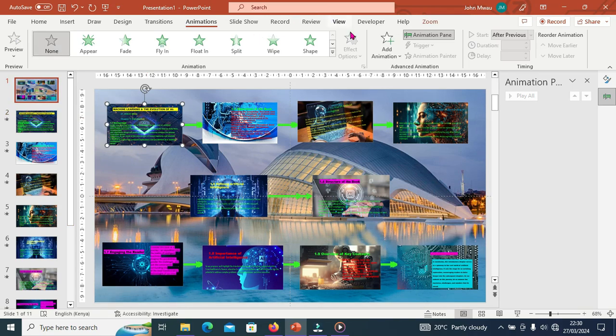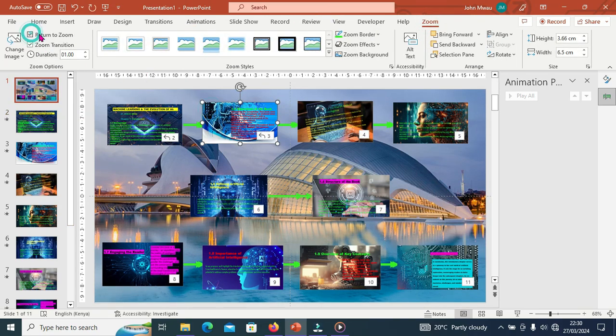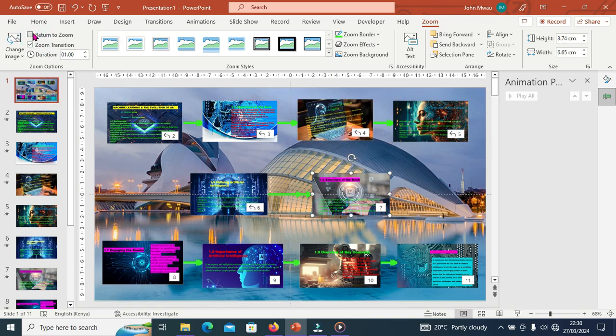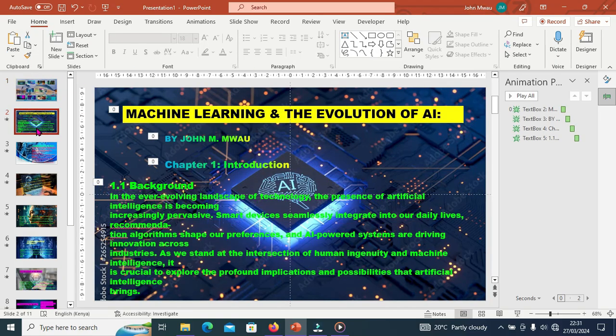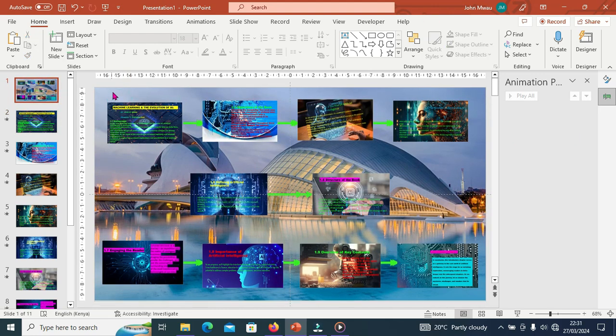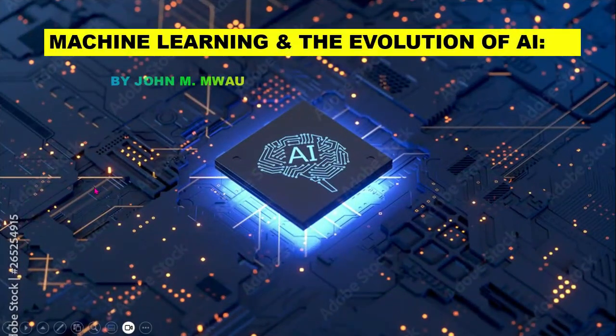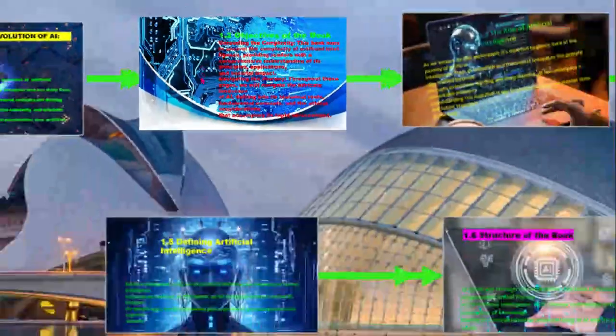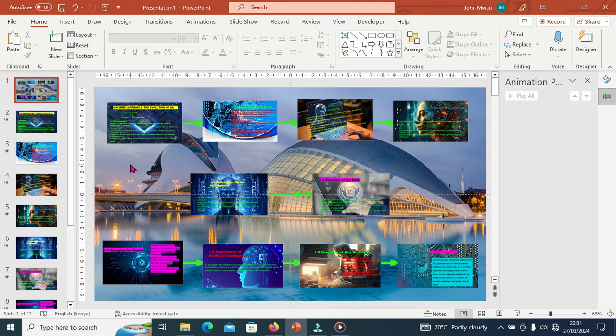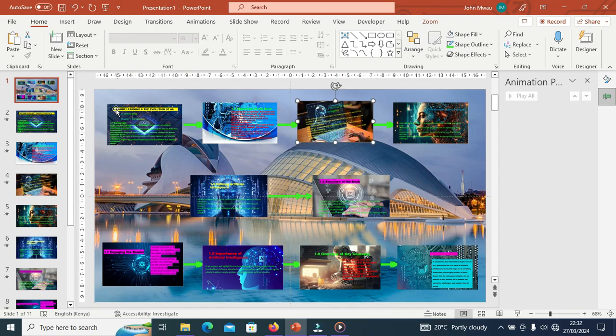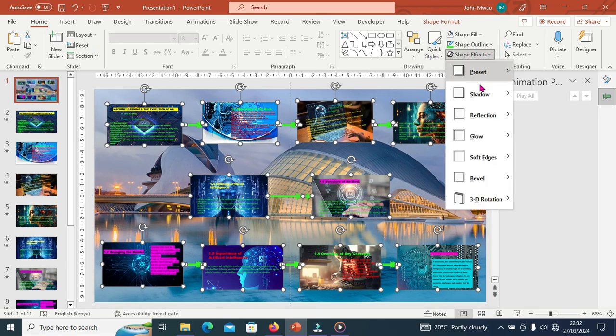Activate return to zoom setting for each slide. In that way, after each slide we return to our first slide, the slide zoom page. Adding some 3D effects to our slide zooms.